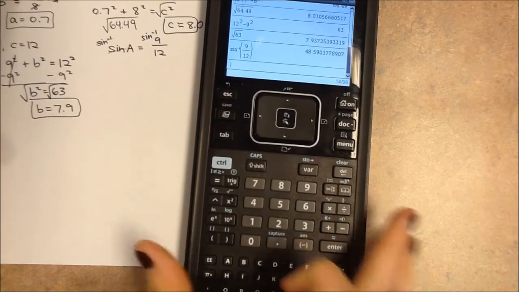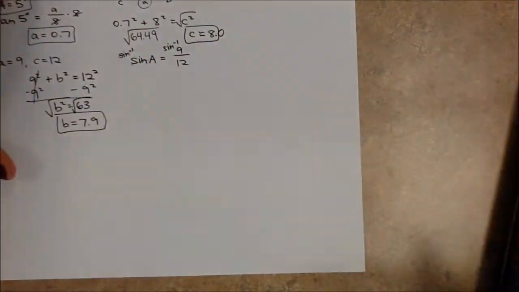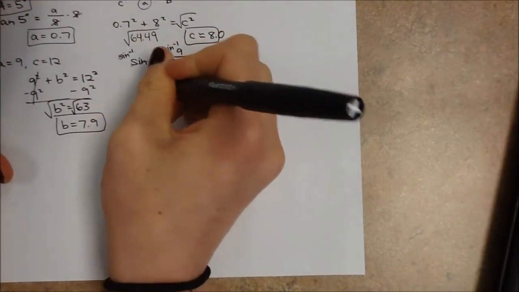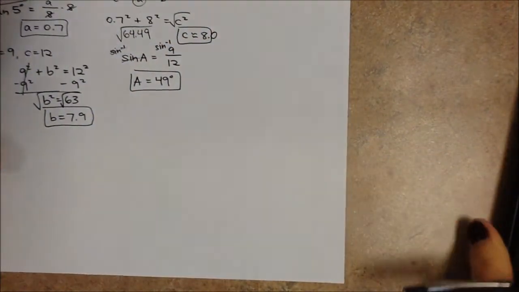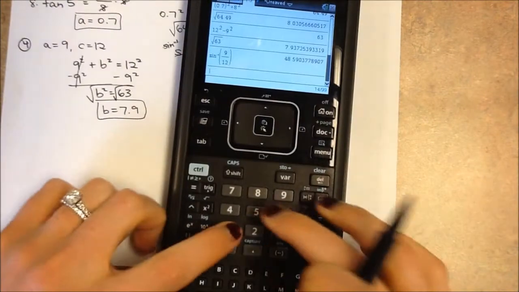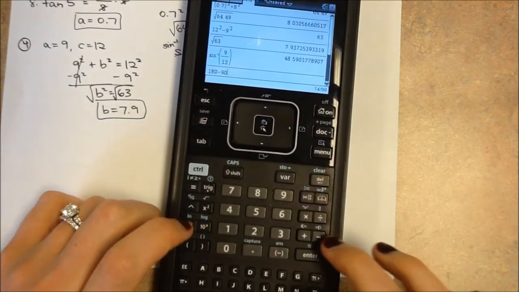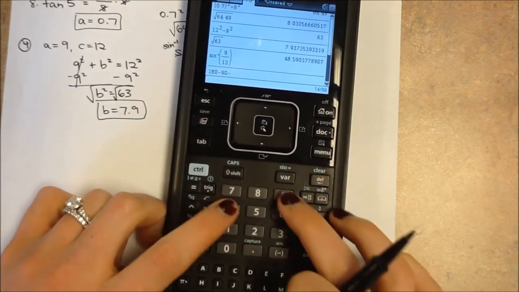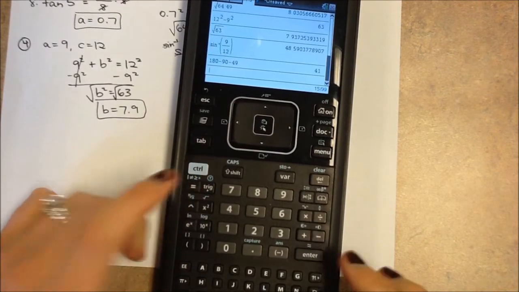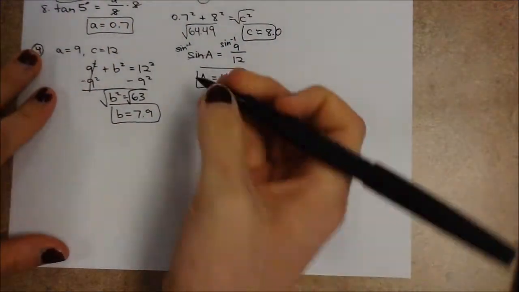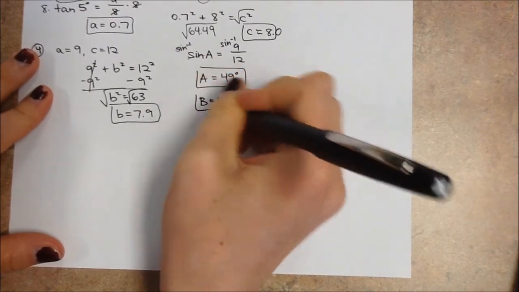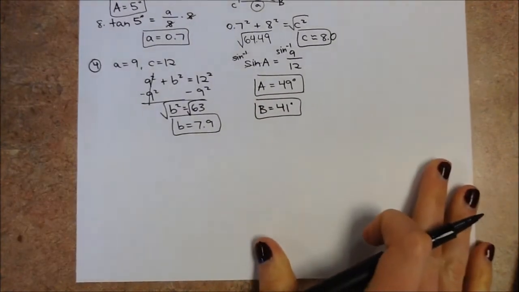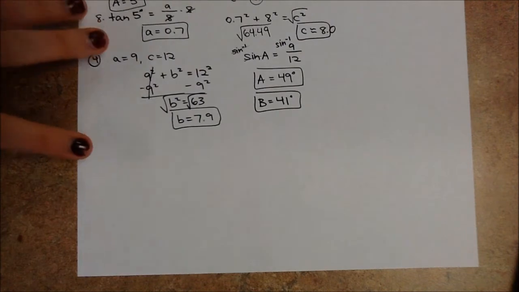Okay, so we get about 49. We would round up. Okay, so A is about 49 degrees. And then B is very easy to find. We just subtract everything from 180. So I start with 180, subtract my angle C, 90 degrees, subtract my angle A, and that leaves me with 41 for B. Okay, so those are all of your right triangle stuff.